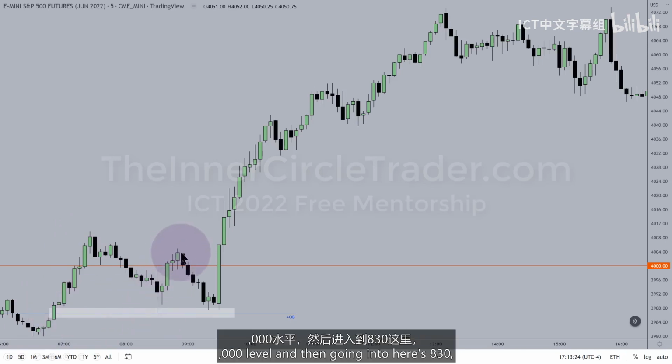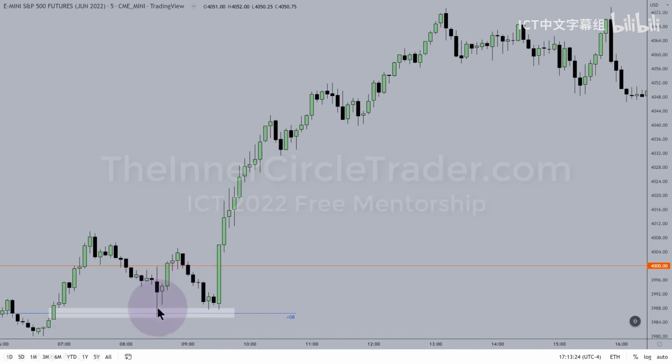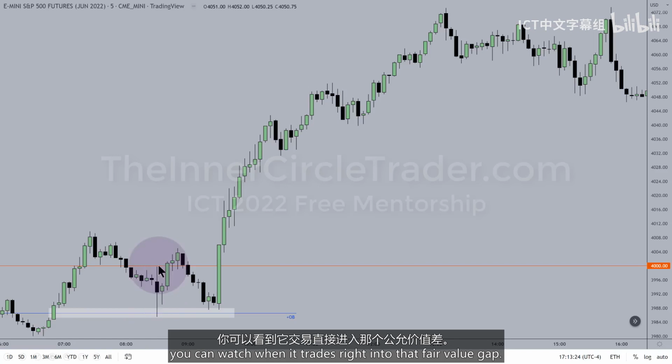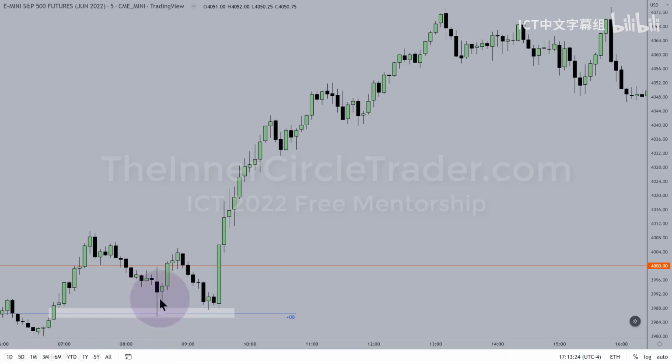Once more above the 4,000 level. And then going into, here's 830 by the way. This is the 830 candle. And you can watch when it trades right into that fair value gap. It rallies again, drops back down in.